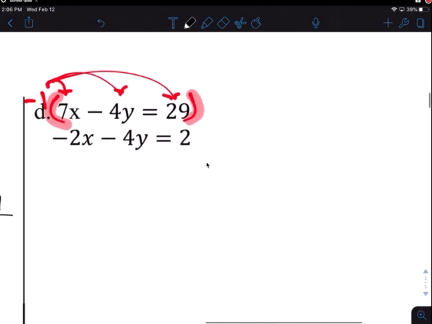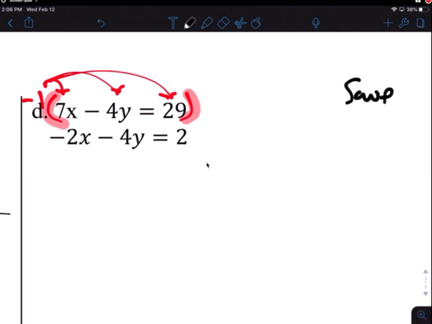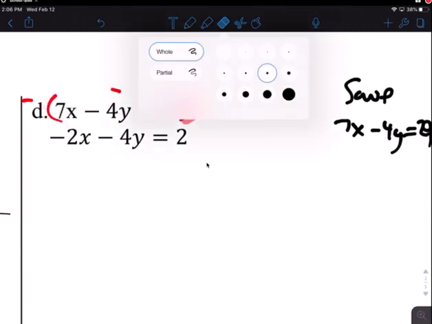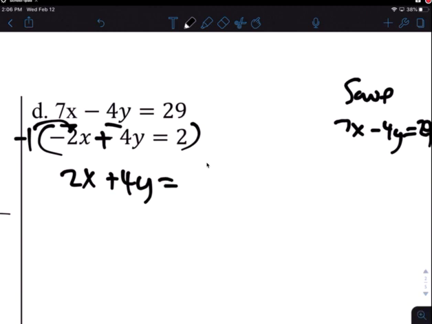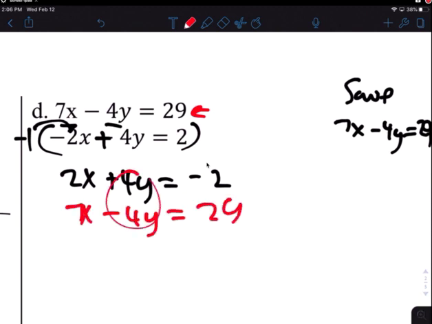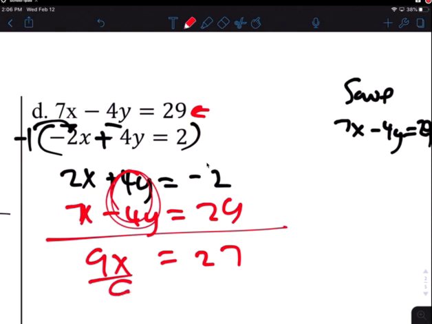Same thing here. We're going to save the one with more positive, 7x minus 4y equals 29. We're going to multiply all this by negative, or we can multiply not necessarily this one. You can always multiply this one by negative 1. Gets you a positive 2x. Everything becomes its opposite. Positive 4y, and that becomes negative 2. So 7x minus 4y equals 29. Notice this is 0. We eliminate that. 9x equals 27. Divide by 9. X is 3, right?